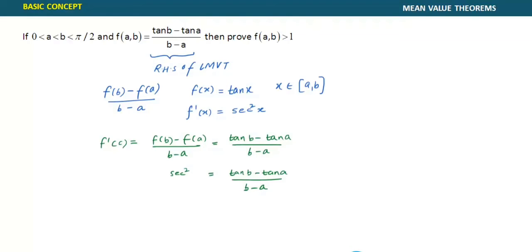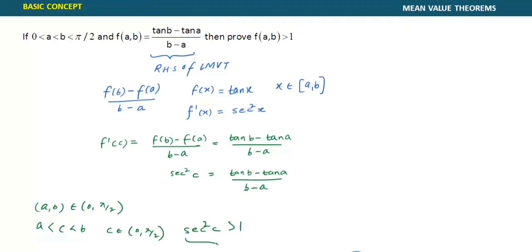So secant square c, what can you tell me about secant square c? What is the range of secant square c? First of all, a and b both belong to 0 to pi by 2. So c will be anything between a and b, so c will also lie between 0 to pi by 2. And if c lies between 0 to pi by 2, what will be the range of secant square c? It will always be greater than 1. Can I say this? Obviously, right? So that means this particular quantity will always be greater than 1. Hence proved. This is what we wanted to prove.